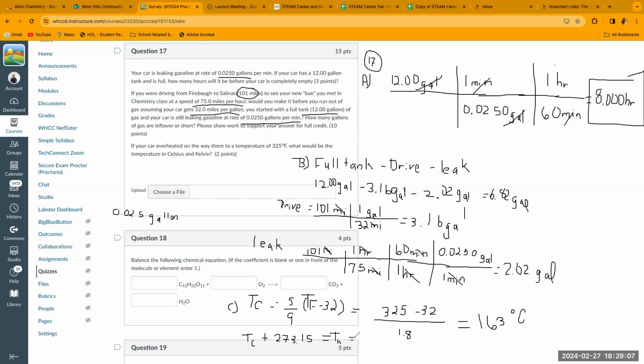Okay, so then we get 163 plus 273.15, and that's going to equal this. So they're not like right.